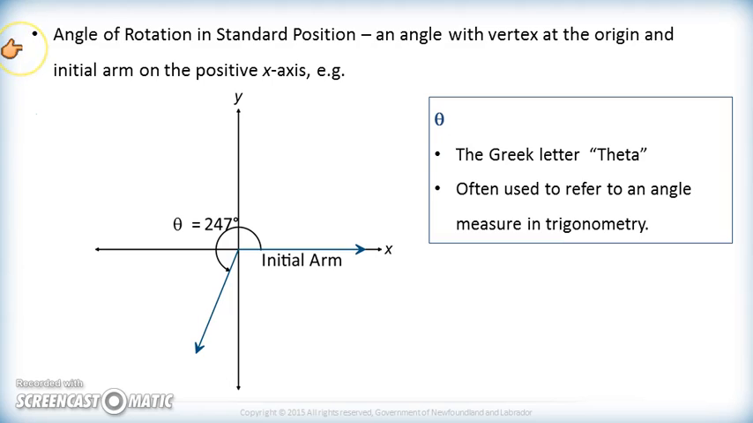An angle of rotation in standard position. Our earlier examples showed initial arms just about any which way we wanted them. However, to be in standard position, we must have an initial arm on the positive x-axis, that's important, and the vertex located at 0, 0. We begin measuring the angle from the positive x-axis and rotate until we wind up in the quadrant and the location that we want, the terminal arm. Notice the Greek letter theta has been used here. That's often used in trigonometry to refer to angle measures or a particular angle.